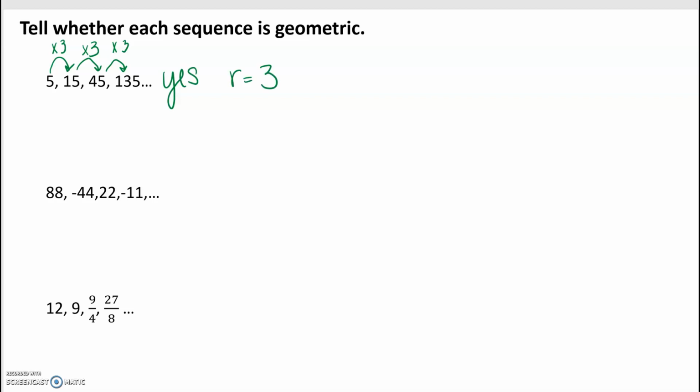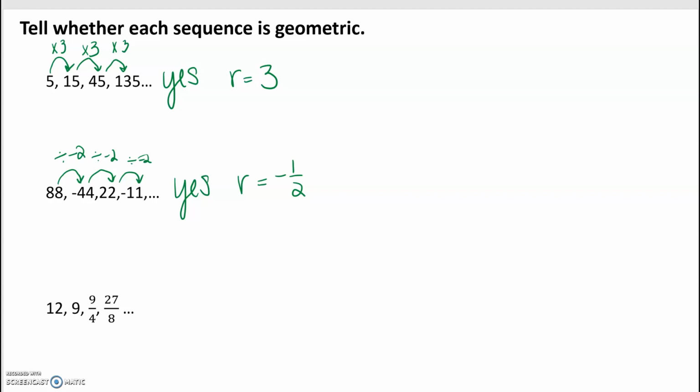The second one, it is switching back and forth by a negative sign. So that's telling me that I am probably multiplying or dividing by a negative number. And it looks like my numbers themselves are getting smaller. So I'm dividing by a negative number. So if I divide by a -2 here, and then divide by a -2, and then divide by a -2 again, this one is yes, and my ratio would be a -1/2. Because remember, division looks like a fraction as multiplication, and it was a negative number.